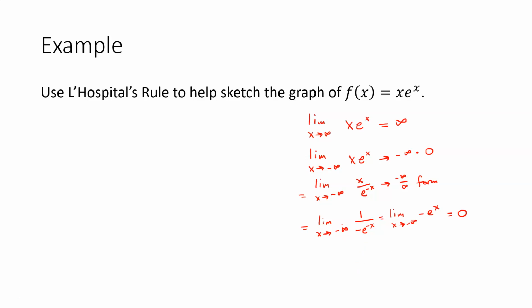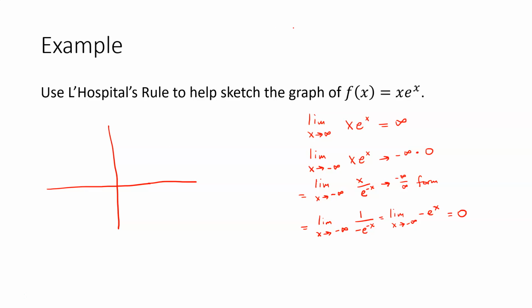So that shows us that as it goes to the left, it'll tend towards the x-axis. As it goes to the right, it'll blow up. So we have an idea of how it's behaving at the ends.